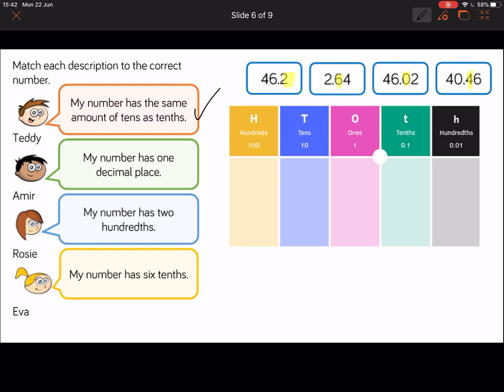So the tens is here. This one doesn't have any tens. The tens is here. And the tens is here. Now, which one of those numbers has the same number in the tens as it does in the tenths? Yep, it's this one. So Teddy's number is 40.46. So well done if you've got that.